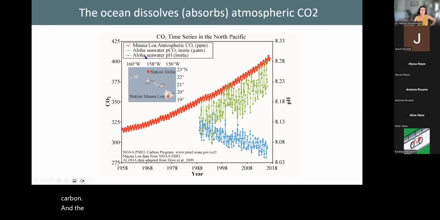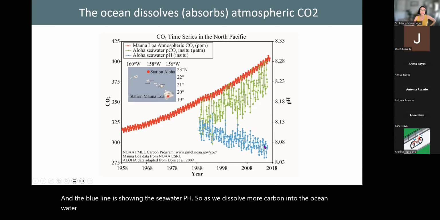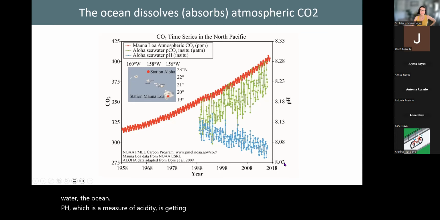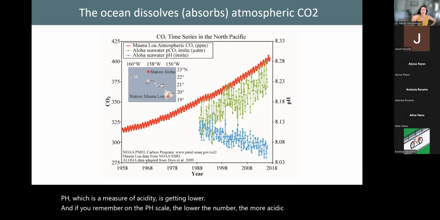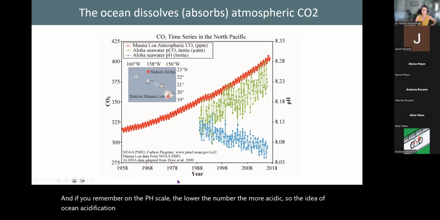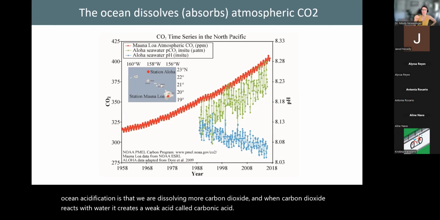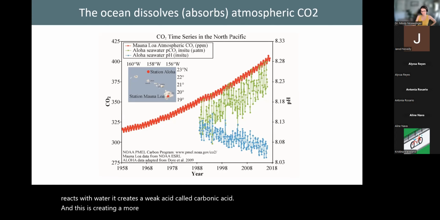And the blue line is showing the seawater pH. As we dissolve more carbon into the ocean water, the ocean pH, which is a measure of acidity, is getting lower. If you remember on the pH scale, the lower the number, the more acidic. So the idea of ocean acidification is that we are dissolving more carbon dioxide, and when carbon dioxide reacts with water, it creates a weak acid called carbonic acid. And this is creating a more acidic ocean.